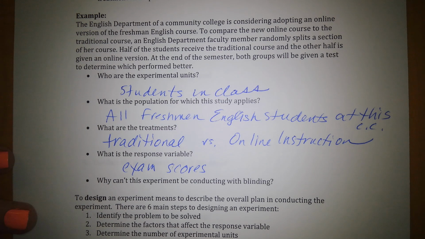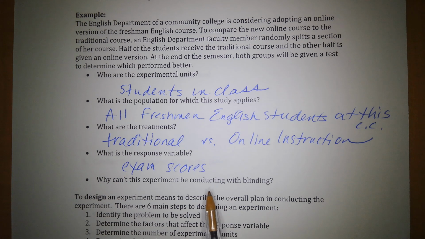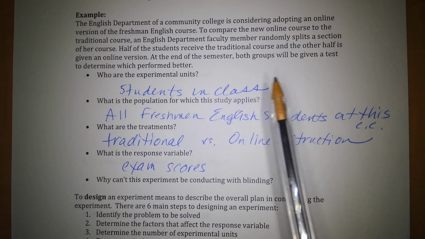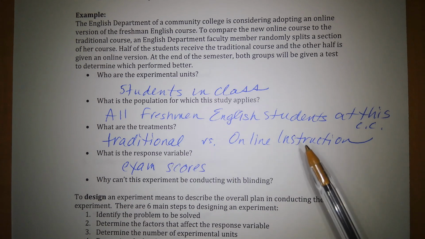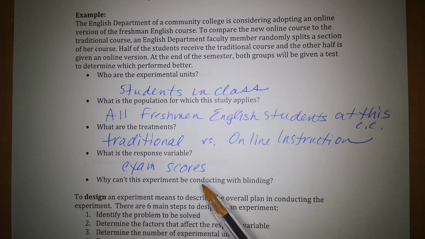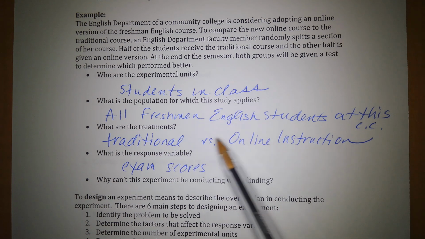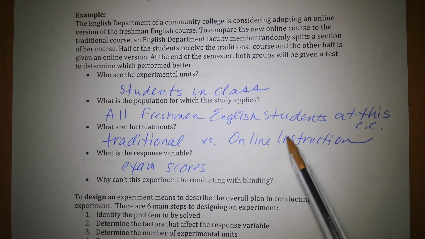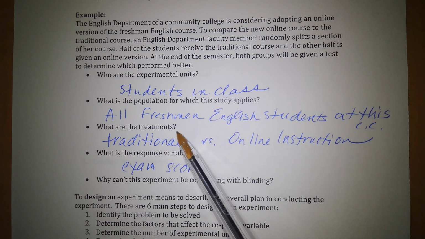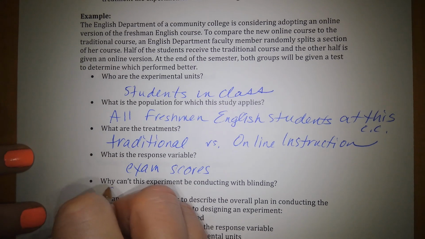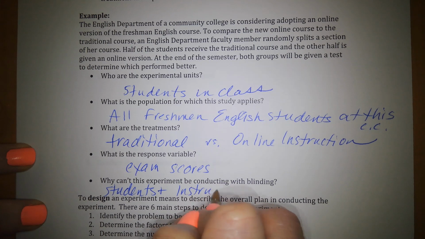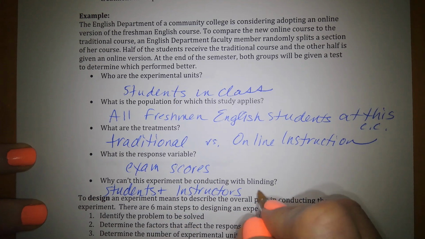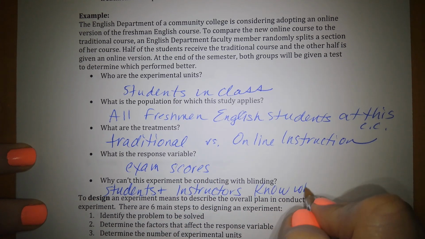Why can't this experiment be constructed without blinding? Well, the experimental units cannot be blinded because clearly they're going to know whether they're coming to class or not. So if they're coming to class, they know that they're traditional. If they're sitting at home, they know that they're online. So in this case, it would be impossible to blind the students because they know which type of class they're in via the instruction that they're receiving. So both students and instructors know what treatment they're receiving.